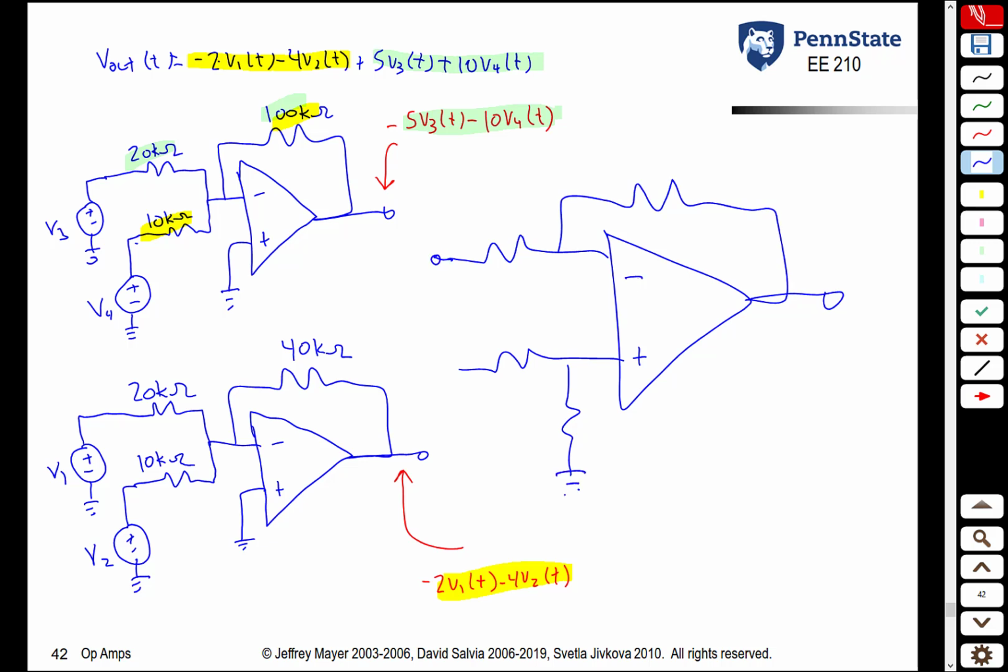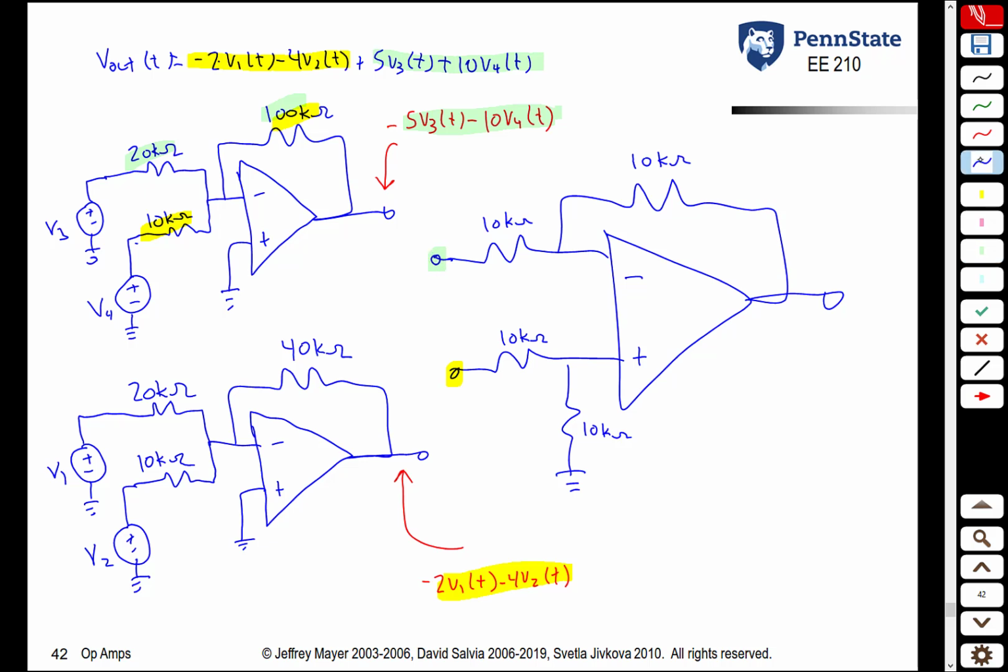Remember, to get a difference amplifier, we want the ratio of R4 to R3 to be the same as the ratio of R2 to R1. In this case, we want a gain of 1 anyway, so let's make all four resistors the same: 10 kiloohm, 10 kiloohm, 10 kiloohm, 10 kiloohm. What this circuit does is it takes the signal here and subtracts the signal here.